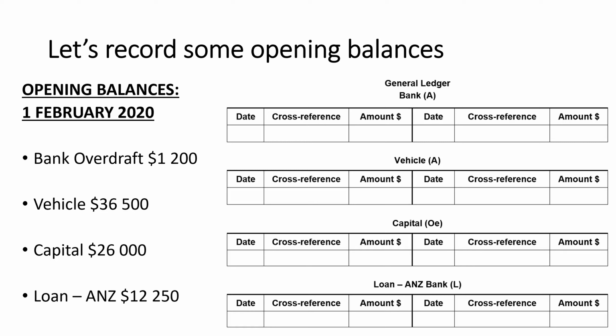So let's record some opening balances. You'll see here that I've got some opening balances for the 1st of February 2020. I've got a bank overdraft, a vehicle, capital, and a loan. So we can see that bank is typically an asset, but in this case, the bank is in overdraft. So that means that we've actually got below zero and we actually owe the bank a little bit of money. So because of that, this account is actually going to be in credit. So remember, debit and credit. I'm going to record at the first day of the reporting period. I'm going to write the word balance, and then I write my amount.